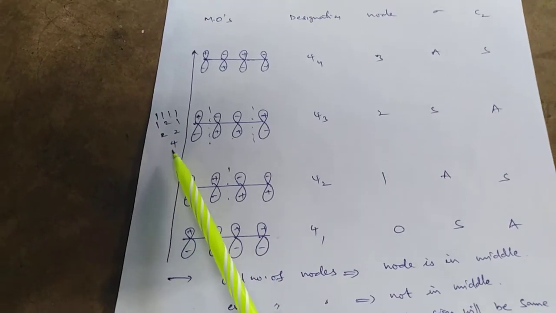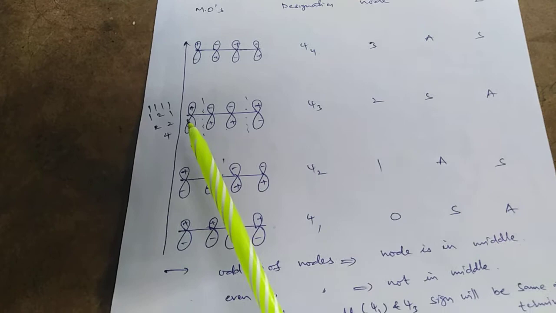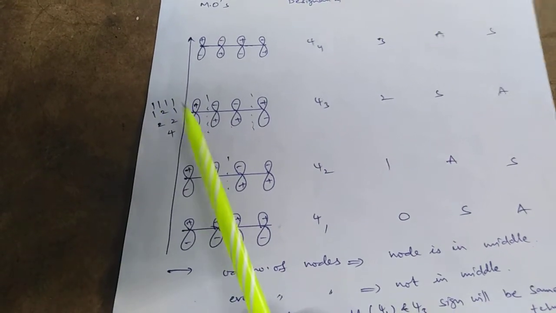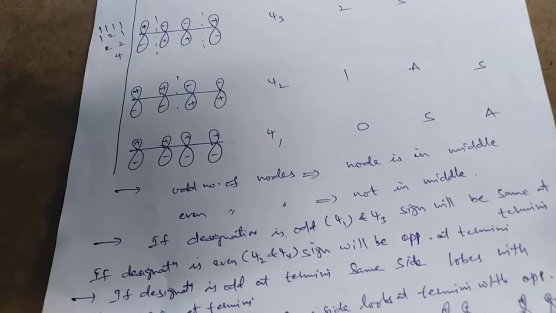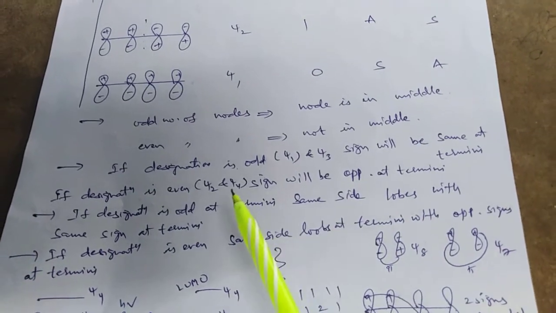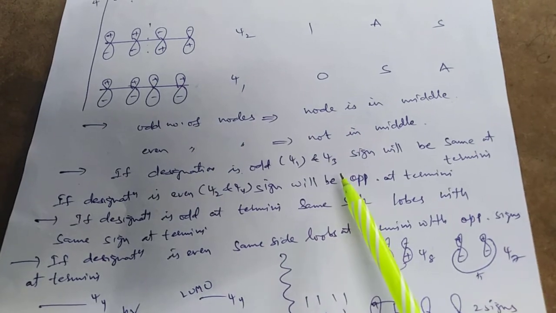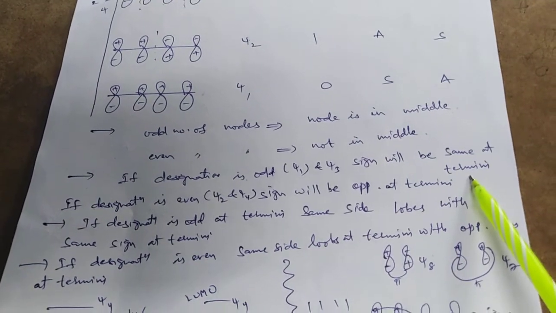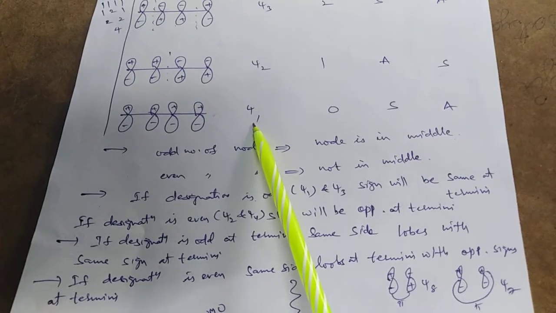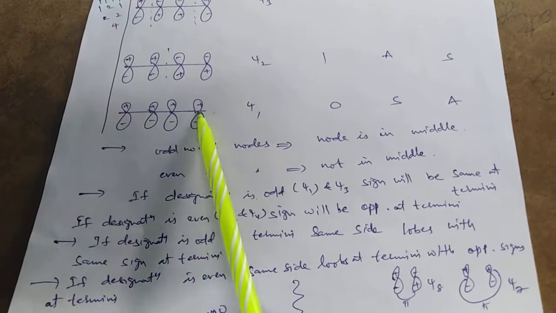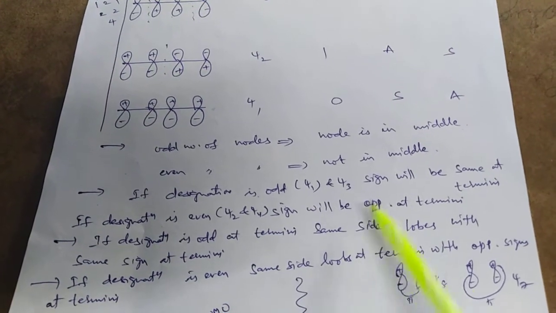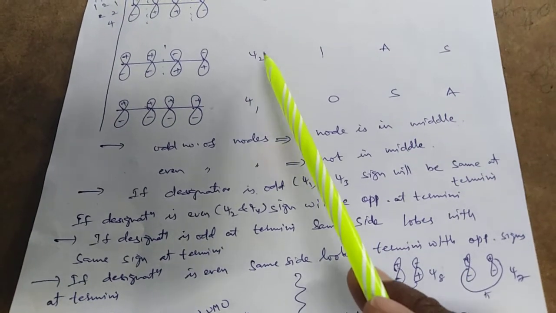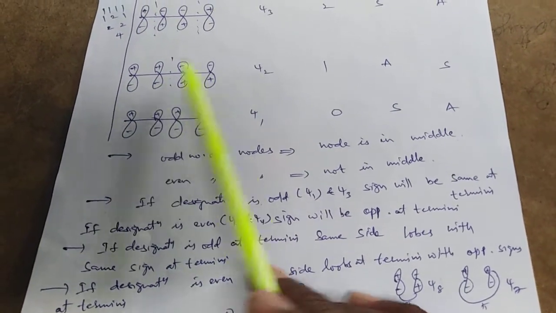So we have one code for the 4 molecular orbitals: 1 1 1, 1 2 1, 2 2 2, 4. And if the designation is odd, Psi1 and Psi3, the sign will be the same at the termini. Psi1 is an odd number. At the termini, the lobes have the same sign. If the designation is even, Psi2 and Psi4, the sign will be opposite at the termini. It is Psi2. The lobes at the termini are opposite.